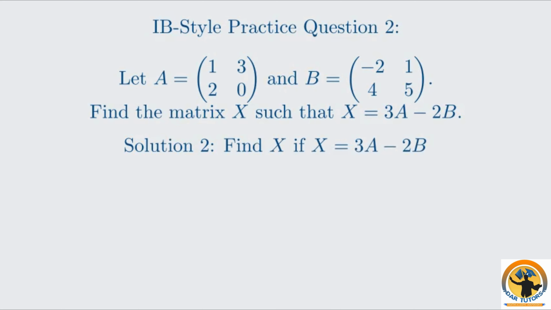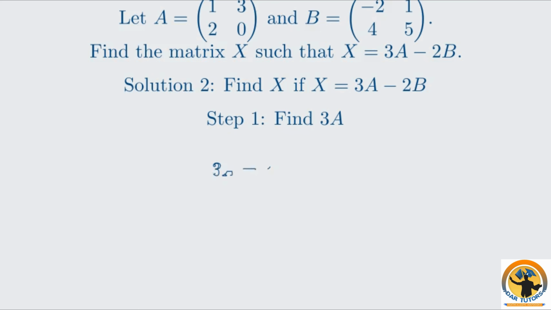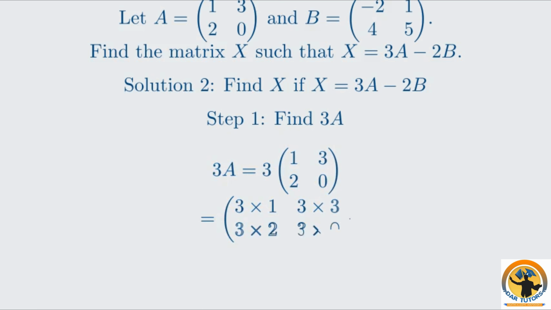solution. The problem asks us to find the matrix X by calculating 3 times A, then subtracting 2 times B. This involves 2 scalar multiplications and 1 matrix subtraction. Step 1 is to find the matrix 3A. We substitute the values for A and multiply every element by 3. This gives us the matrix 3, 9, 6, 0.